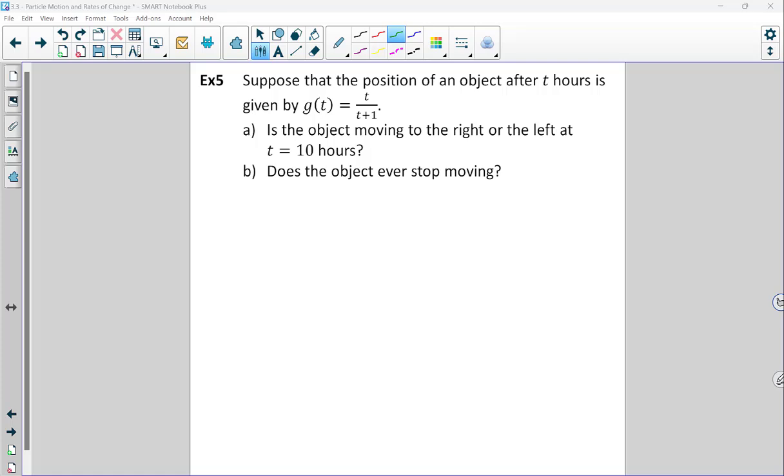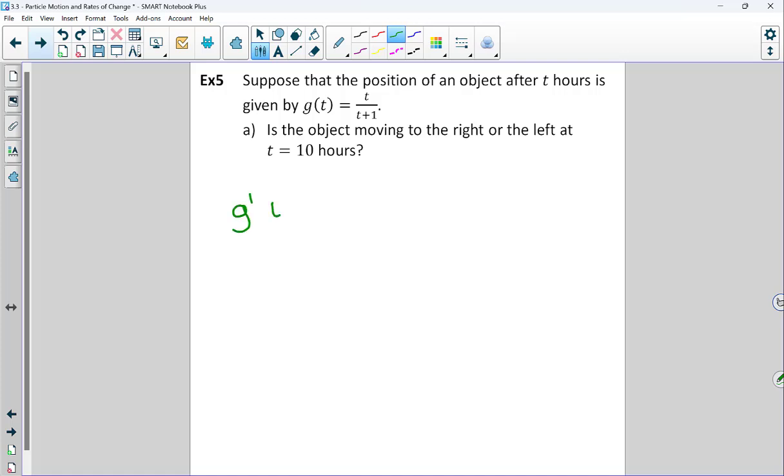Suppose that the position of an object after t hours is given by g of t equals t over t plus 1. Is the object moving to the right or to the left at t equals 10? Again, we could just use the calculator to test the value of the derivative. If the derivative is positive, the object is moving to the right. If the derivative is negative at t equals 10, the object is moving to the left. If you're comfortable doing this by hand, then feel free to practice with the calculator. If you're comfortable with the calculator, feel free to practice this by hand, or do both.